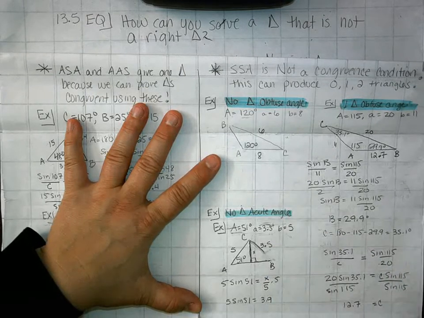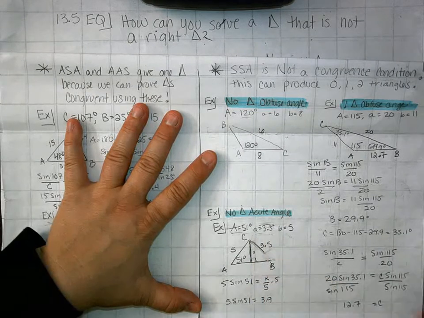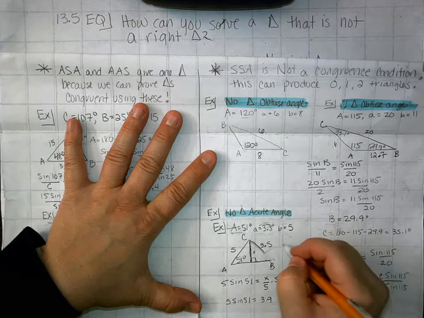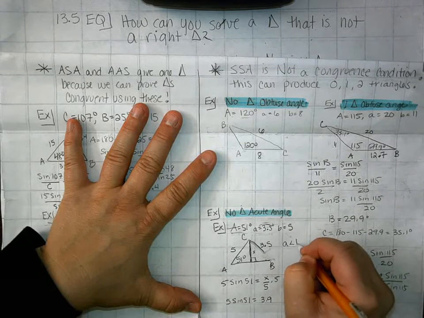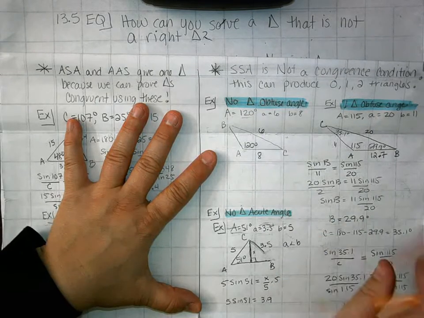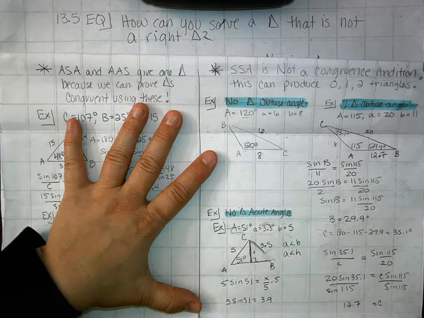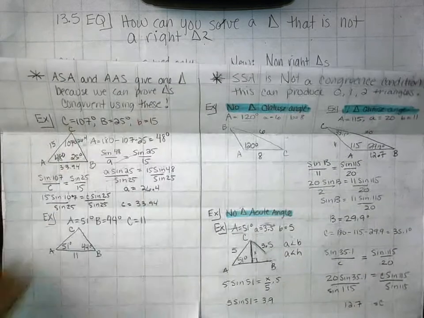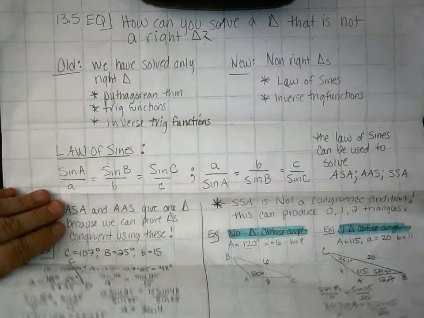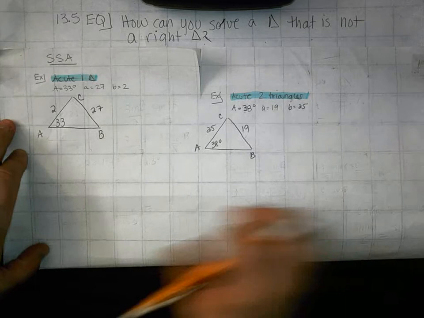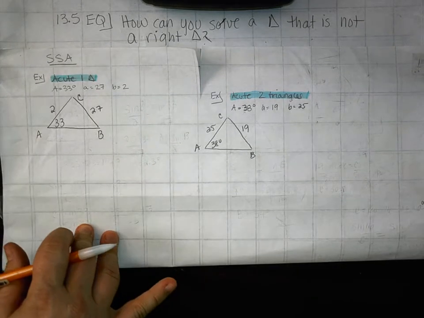So this produces a no triangle situation where A is less than B and it's less than the height. Okay? So moving on to our other examples. We have 2 more to do.